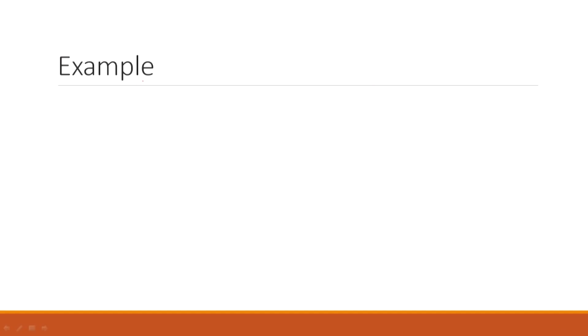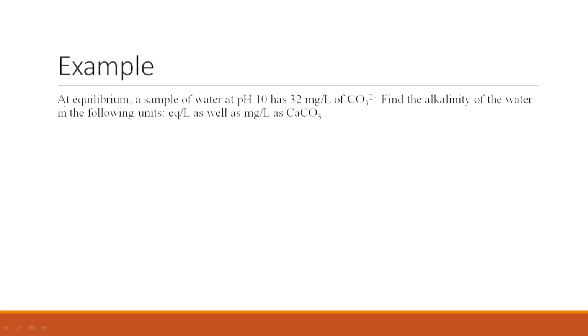So let's see what it is that we have out here. At equilibrium, again keep in mind that at least in this class, we are concerned with the state at equilibrium. So we have a sample that has a pH of 10 and 32 milligram per liter of CO3 2 minus, and we want the alkalinity of the water in the following units: obviously in equivalents per liter and also as milligrams per liter as CaCO3. Okay, let's get this done.